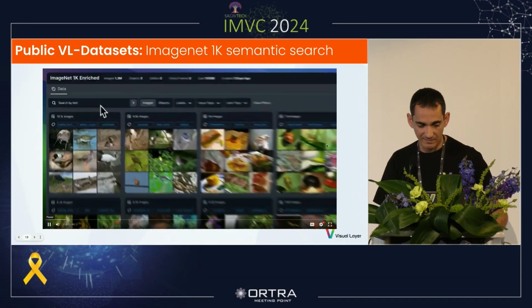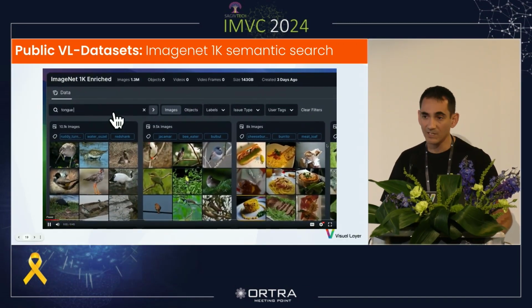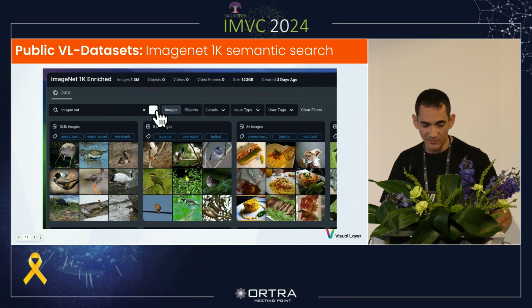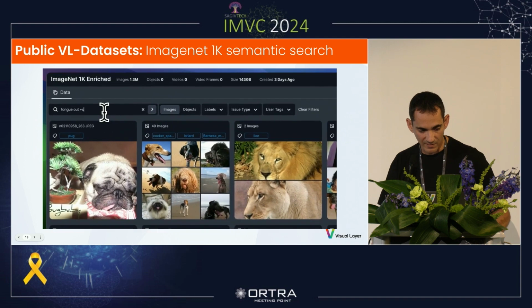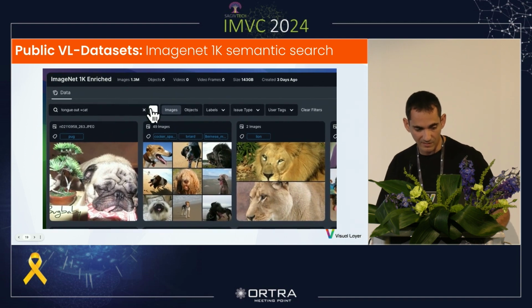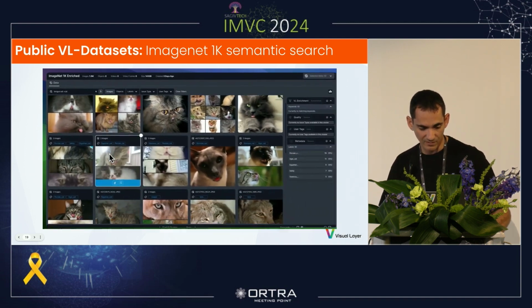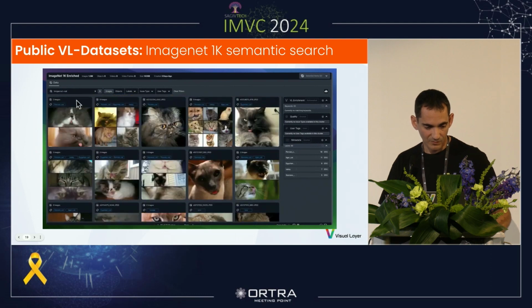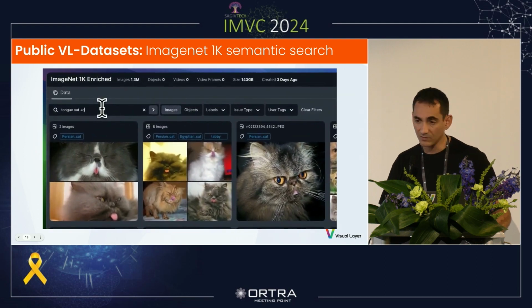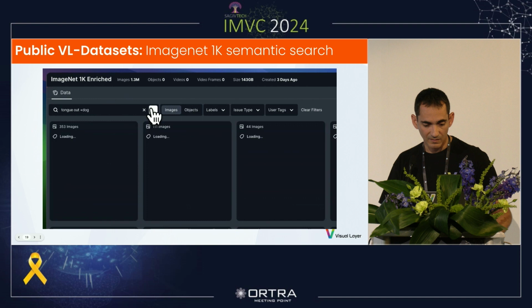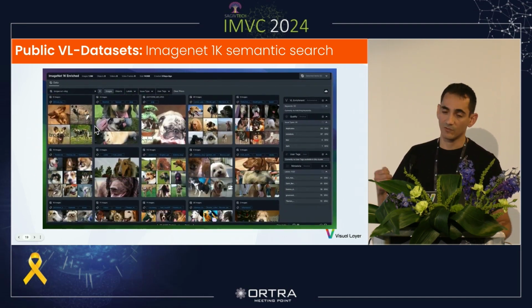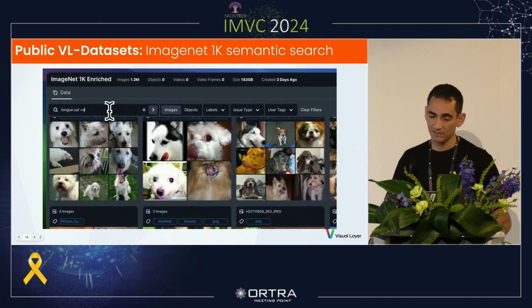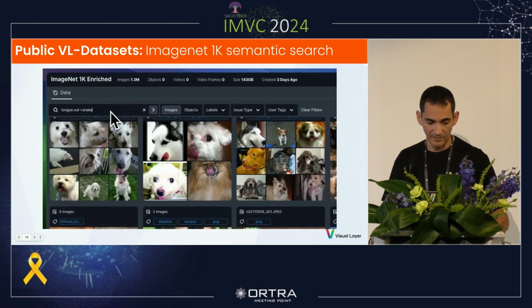On ImageNet, we also provide semantic search. ImageNet is a widely used dataset, and now you can actually interactively explore it. Let's look for animals, or tongue out, cats putting their tongue out. You can do it very easily. You can also look for other things. Basically, this will allow you to interactively and automatically create labels for your data set very easily.